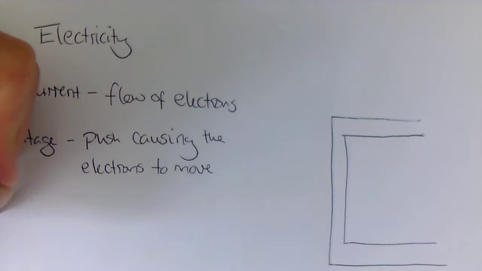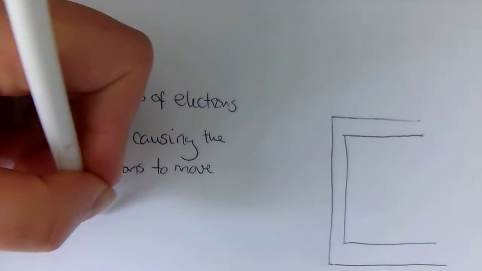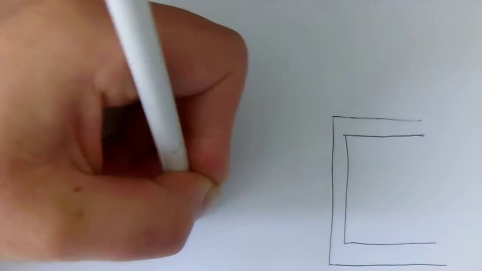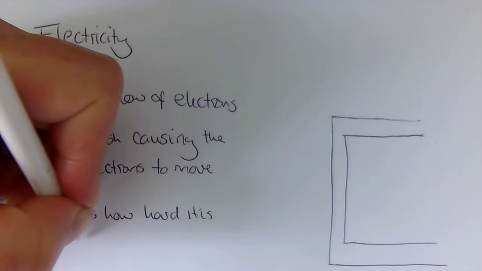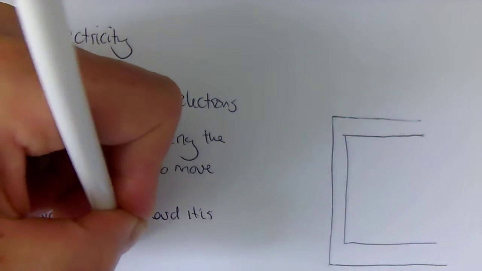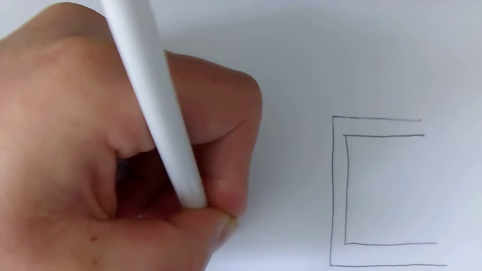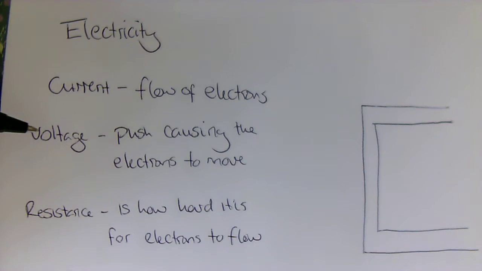And we need to know resistance is how hard it is for electrons to flow. Okay, so those are our three definitions: current, our flow of electrons; voltage, the push causing the electrons to move; and then resistance, how hard it is for the electrons to flow.